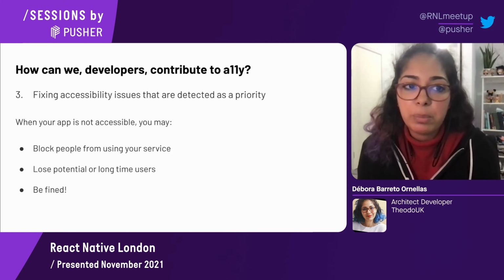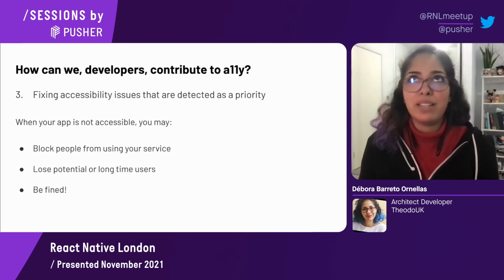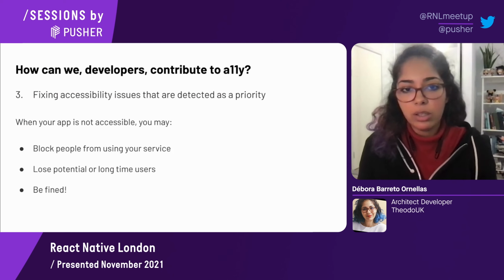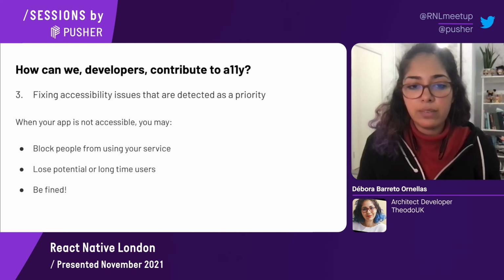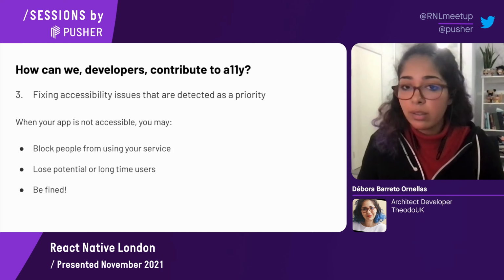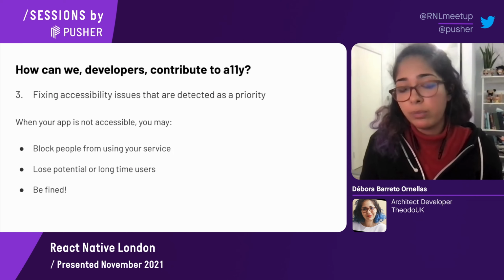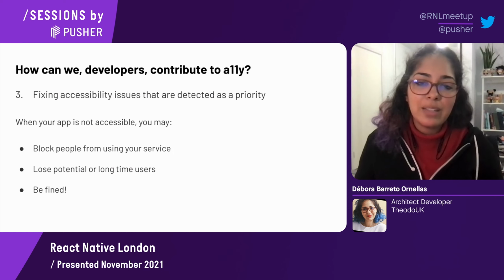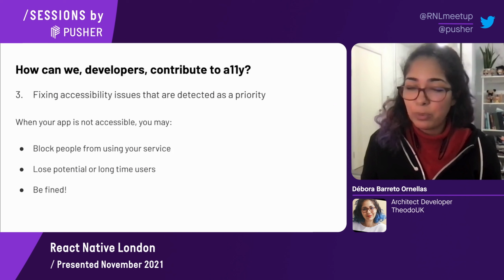Then the third suggestion would be fixing detected accessibility issues as a priority. I know, a caveat, that developers don't always have the final say on what is a priority or not. But sometimes we do, sometimes we have the power to say, out of all of the issues that we can fix right now, this one should be fixed right now because it's a priority. And if you are building your own personal project, then of course you have control of the roadmap and the backlog. So making your app usable by all users is the right thing to do.